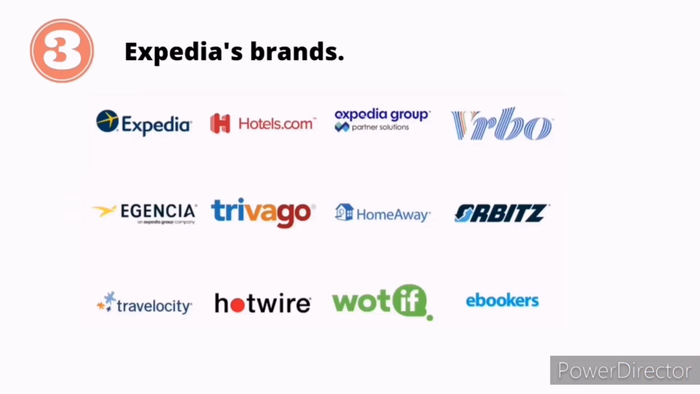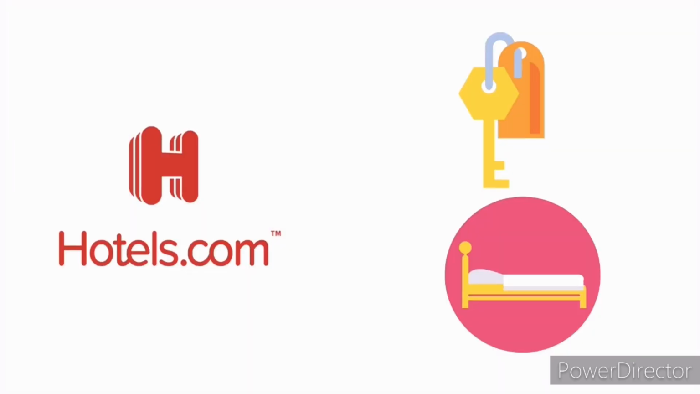Next, the Expedia brands are one of their key resources. Expedia Group has established many brands such as Trivago, Hotels.com, Travelocity, and many more. Each of these brands has its own functions and uniqueness. For example, Hotels.com focuses on marketing lodging accommodations.